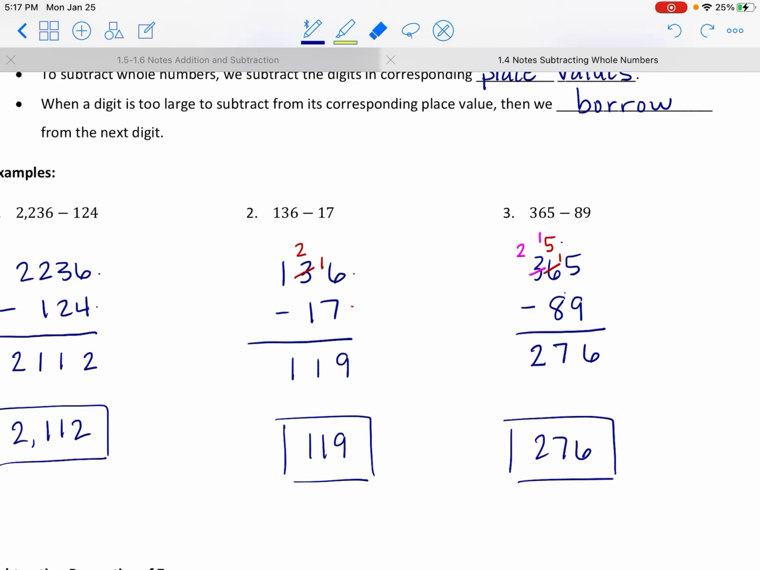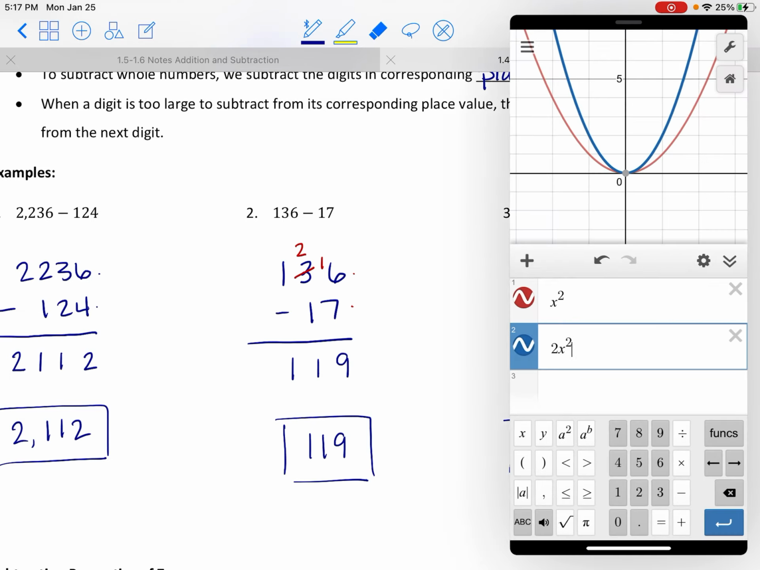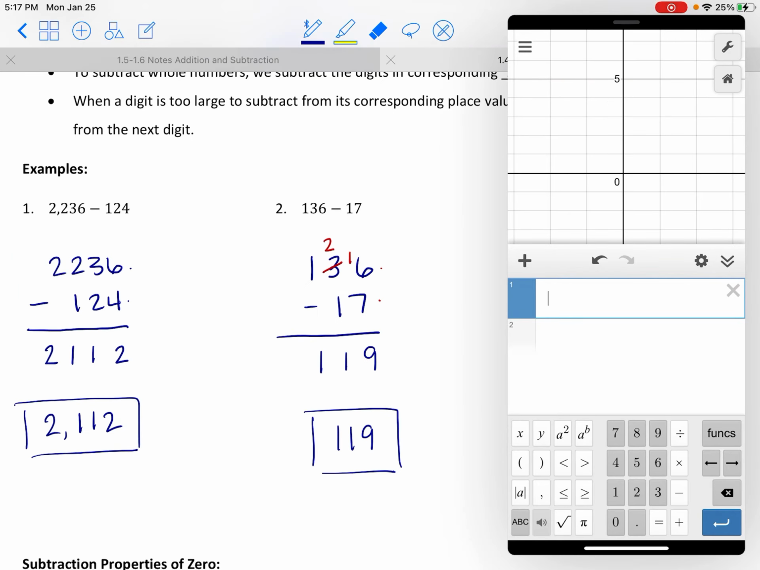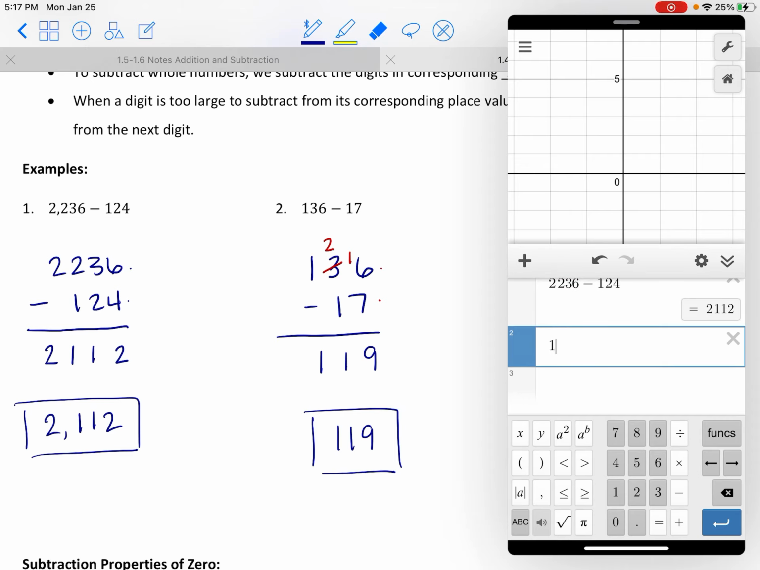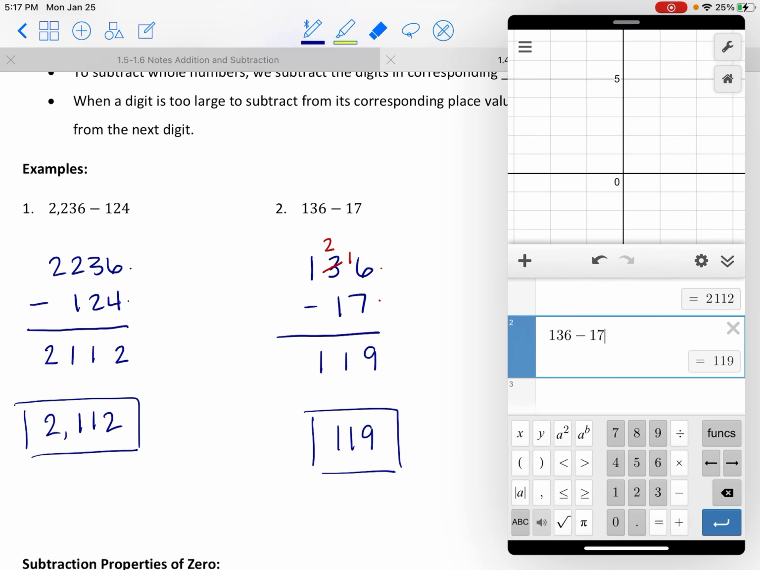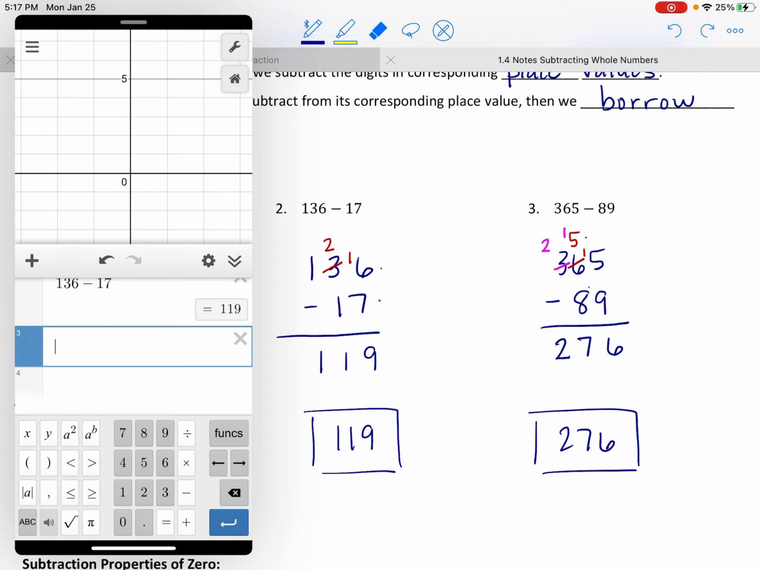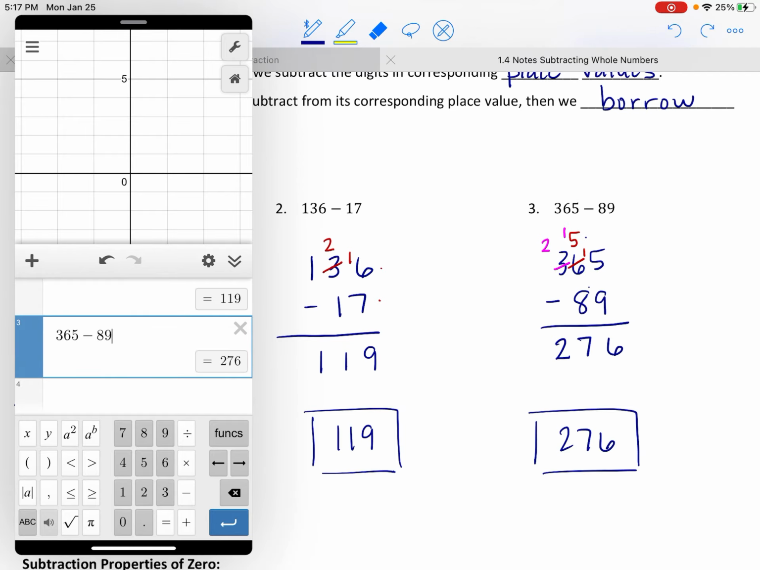Okay, now the nice thing also is that you're not restricted on your use of the calculator, so all of this can be confirmed. While it is stuff you should be able to do without the calculator, that's sort of the purpose, is to brush up on our skills. We should absolutely verify our work. So first one looks good. 136 minus 17, 119, that looks good. And then, excuse me, 365 minus the 89, 276, and that looks good.